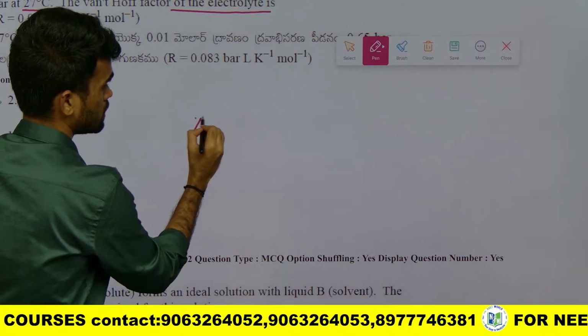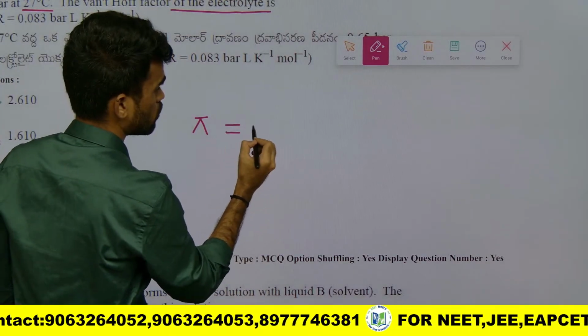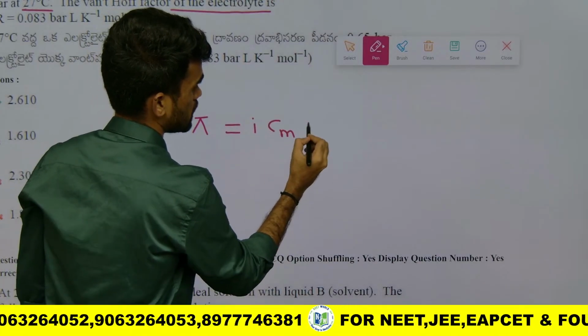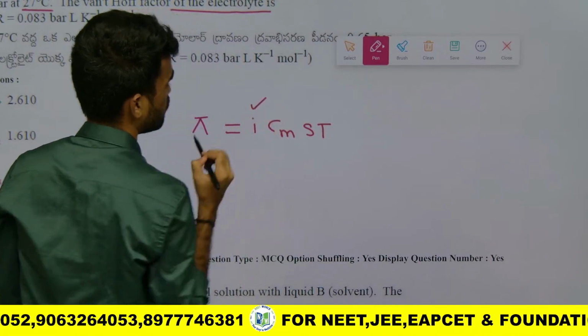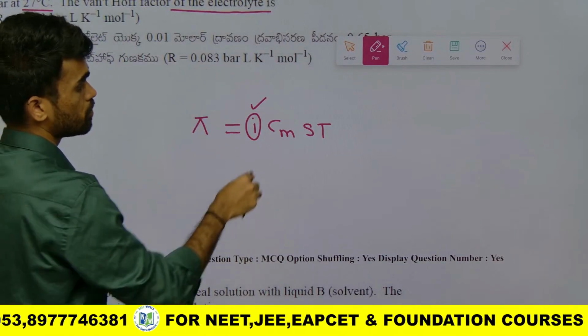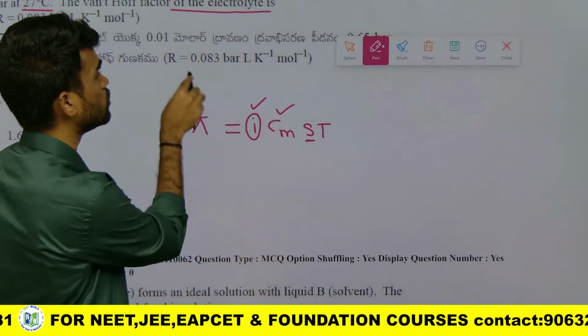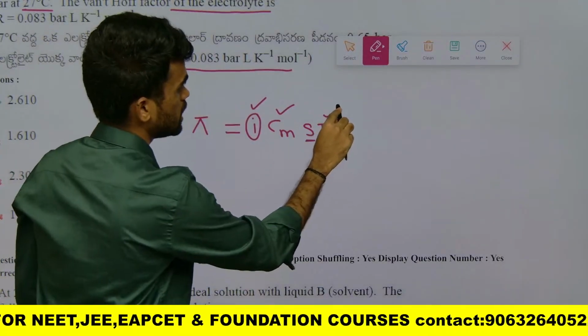So pi is the osmotic pressure, we can indicate, which will be equal to iCRT. So what is this i here? The van't Hoff factor. That is what we need to find in this question. Now C means molar concentration, R means universal gas constant, and T is the temperature mentioned.